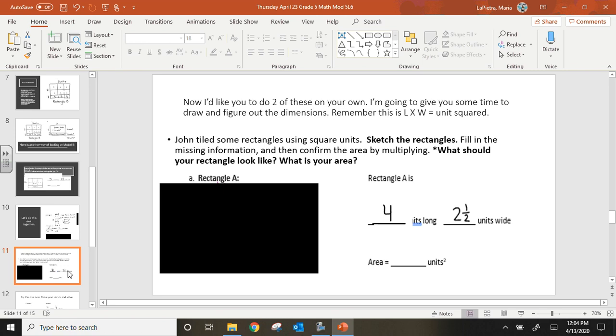Okay, you can pause this video and try that on your own and come back and see if you got the right answer. So go ahead and pause and work that out and then come back. Okay, so your drawing should look like 4 units long and 2.5 units wide. Okay, so my picture looks like this.